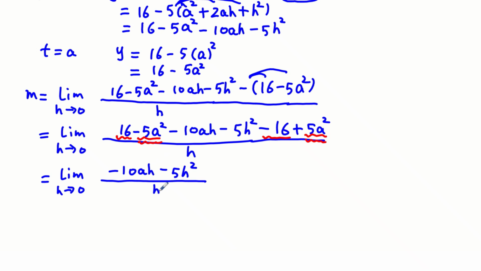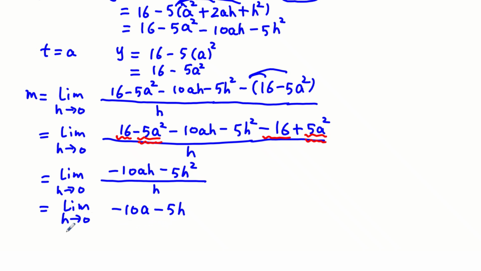Now we are going to divide the two terms by h. Then we have limiting value when h approaches 0. Negative 10ah divided by h cancels out, negative 10a. Negative 5h squared, h squared divided by h, we have negative 5h. 2 minus 1 degree. When you do the same base power division, degree subtract. 2 minus 1, you have 1h there. Now we don't have the denominator h there.